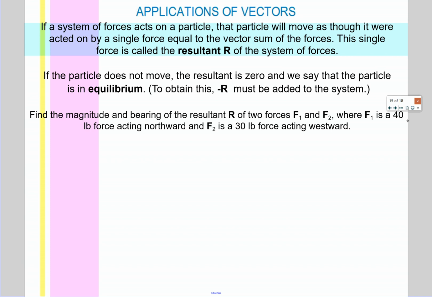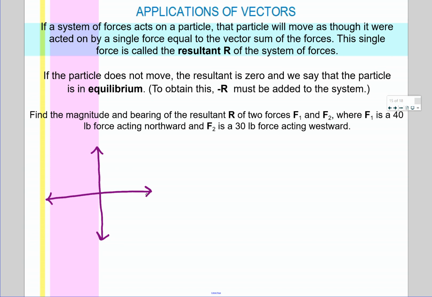It says find the magnitude and bearing of the resultant of 2 forces, F1 and F2, where F1 is a 40-pound force acting northward and F2 is a 30-pound force acting westward. Okay, so you are going to have to know your cardinal directions here. And as always, we're going to make a picture to start. We're going to draw both of these vectors.